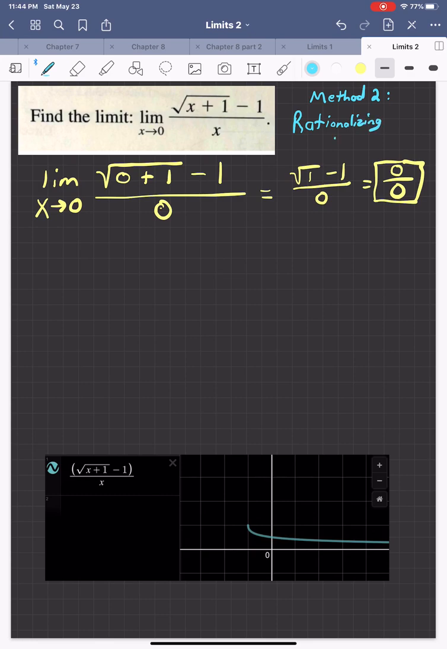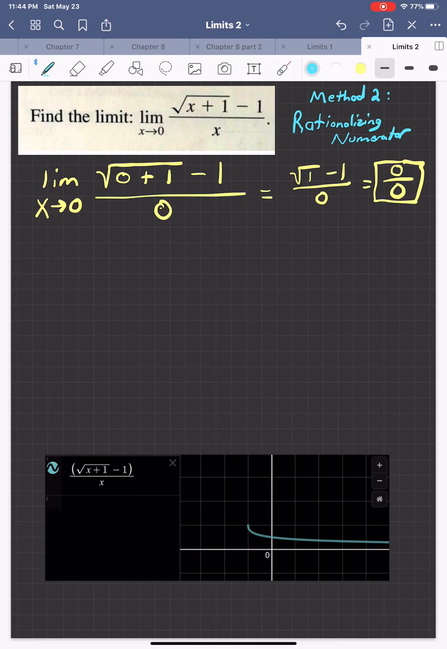And particularly rationalizing the numerator. So the terminology to rationalize the numerator just means that right now we have a square root in the numerator. We want any square roots to be in the denominator. That's what we're going to try to do.